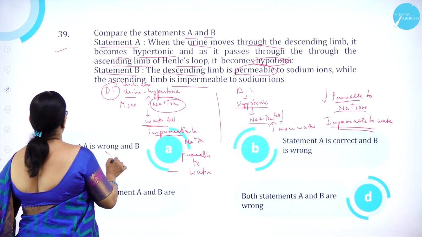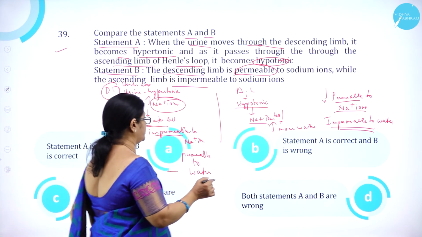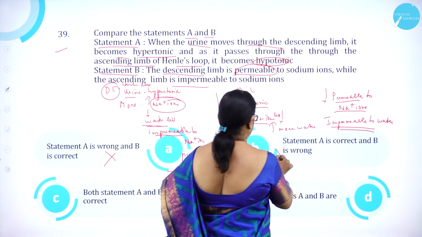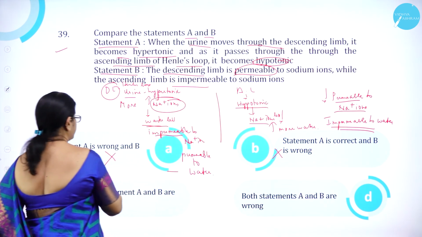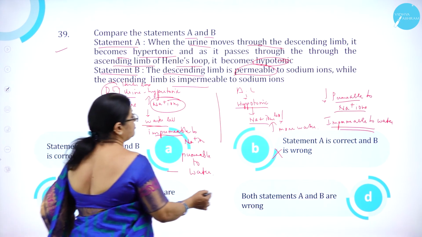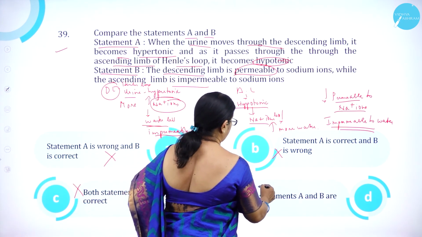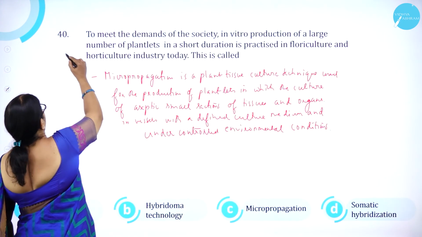Option A, statement A is wrong and B is wrong, is wrong. Statement A is correct and B is wrong, is wrong. Then both statements A and B are correct, is wrong. Both the statements A and B are wrong, is correct. Moving on to question number 40.